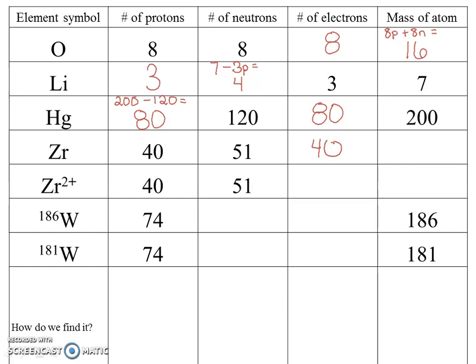The 40 positive protons will cancel out completely with the 40 negative electrons. To find the mass, we know that there are 40 massive particles that are protons, and we know that there are 51 massive particles that are neutrons. So when we add all of those together, by definition, the mass number is 91.